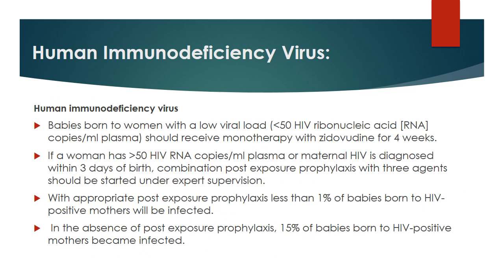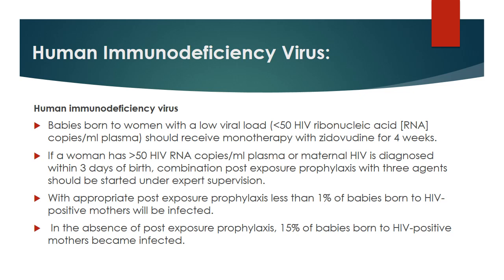Human immunodeficiency virus. Babies born to women with a low viral load, less than 50 HIV ribonucleic acid (RNA) copies per ml plasma, should receive monotherapy with zidovudine for 4 weeks. It is very important from an examination point of view that you remember zidovudine. If a woman has more than 50 HIV RNA copies per ml plasma, or maternal HIV is diagnosed within 3 days of birth, combination post-exposure prophylaxis with 3 agents should be started under expert supervision.